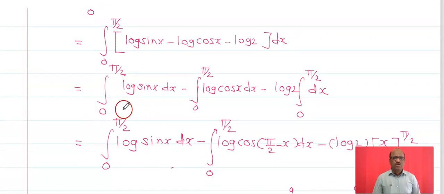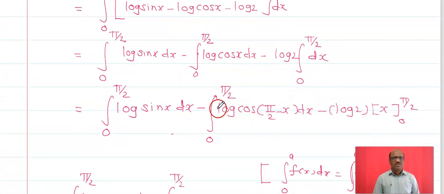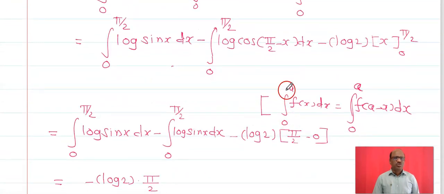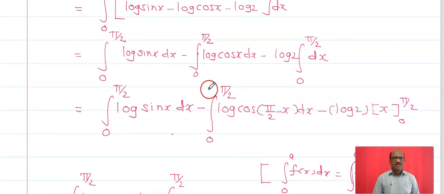That is the integral from 0 to pi by 2 of log of sin x dx minus the integral from 0 to pi by 2 of log of cos x dx minus log of 2 times the integral from 0 to pi by 2 of dx. Now here we'll apply the property: the integral from 0 to a of f of x dx is equal to the integral from 0 to a of f of a minus x dx. In the same manner, we'll apply the property here, so the integral from 0 to pi by 2 of log of cos of pi by 2 minus x dx minus log of 2.